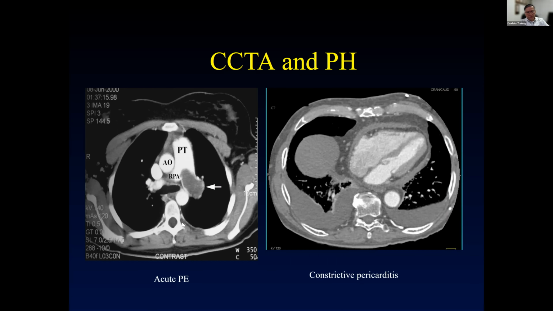acute pulmonary embolism. And the picture on the right is someone with constrictive pericarditis from some kind of chronic infectious etiology, and it could be TB, and the patient developed very thickened pericardium. And because of the thickened pericardium, it is compressing the heart and causing it not to be able to fill adequately, and that could also lead to development of pulmonary hypertension.